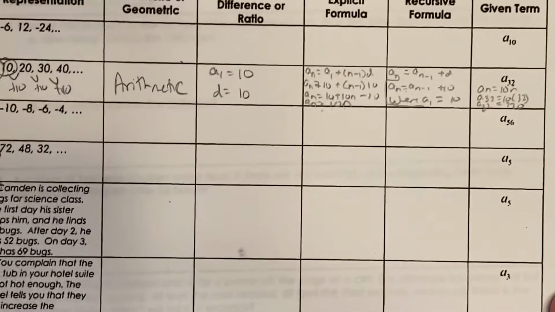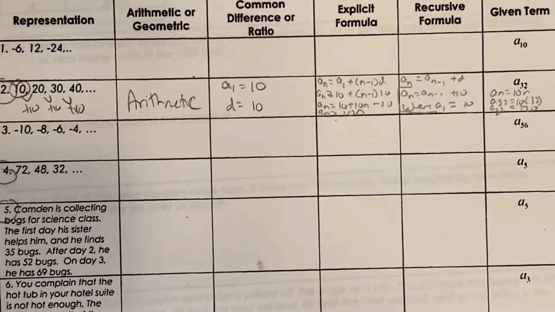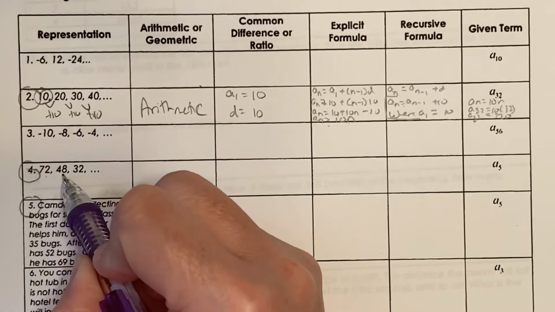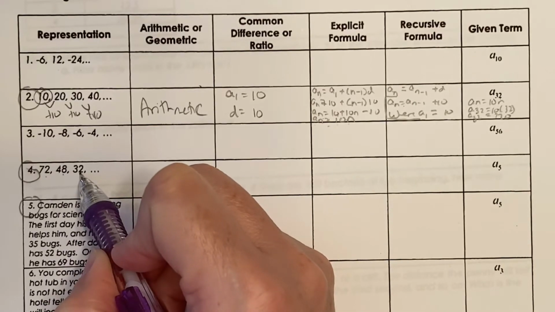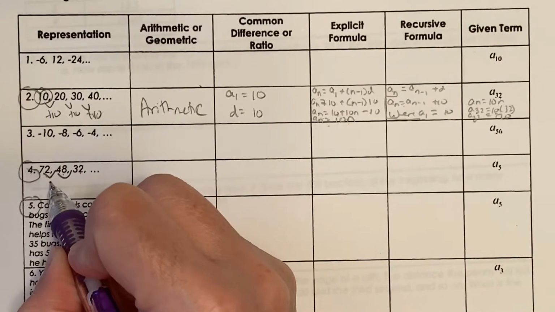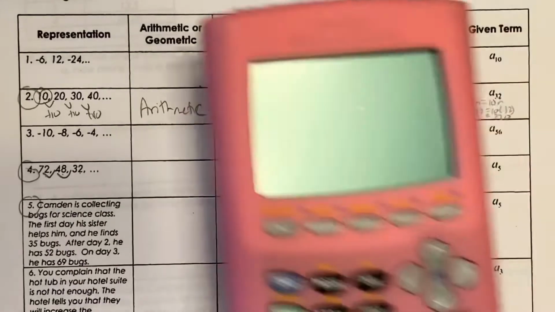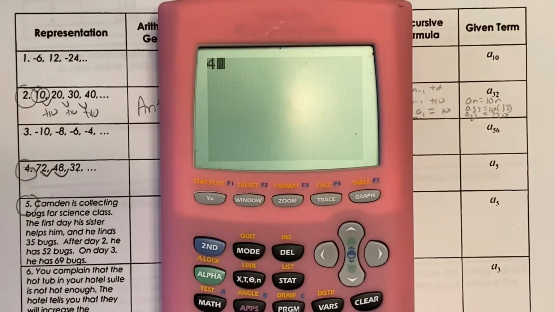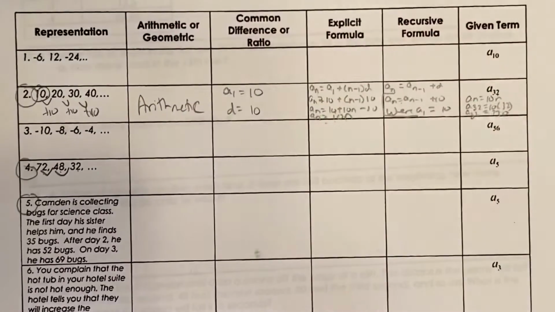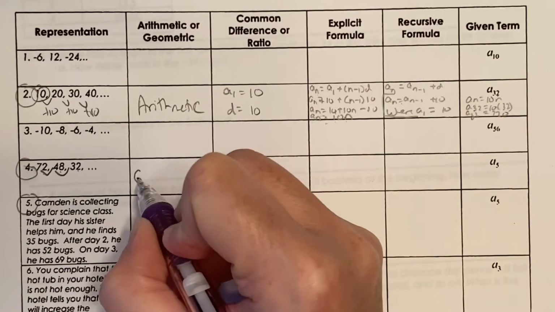Okay, next question. All right, number 4, zoom out just a smidge. 72, 48, 32. So those numbers definitely are a little bit farther apart. Let's see what it is. So 48 divided by 72, I kind of know it's geometric, so I'm going to do the opposite, which is dividing. I get 0.6 repeating, which I know is 2/3. Okay, so that's going to be geometric.